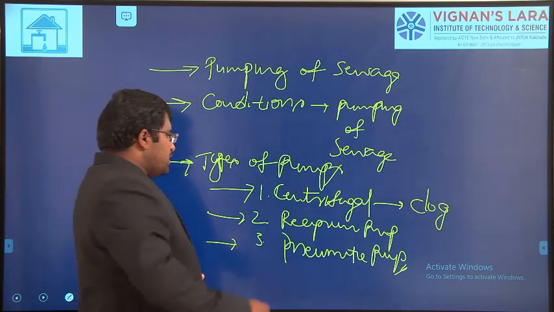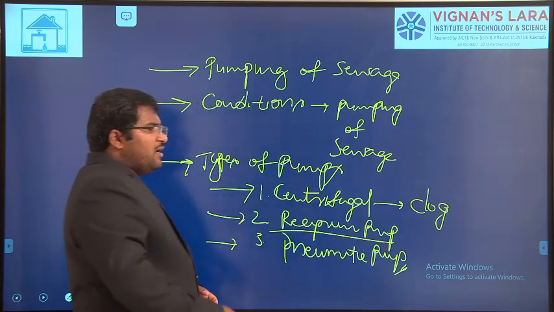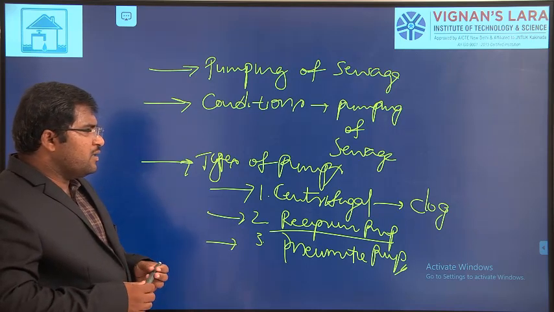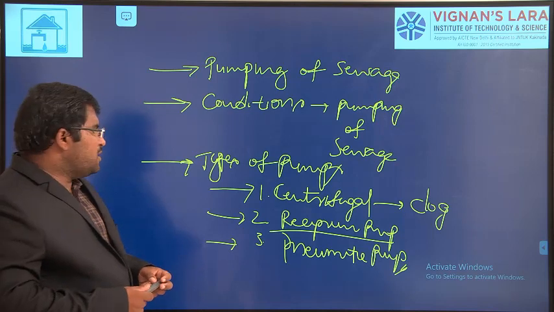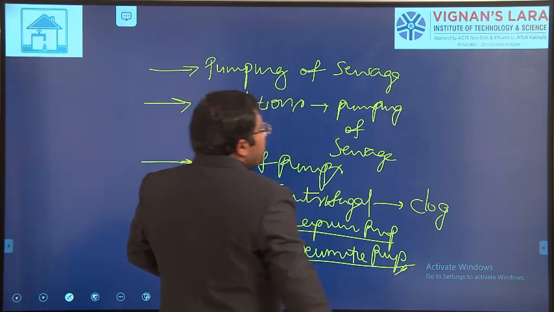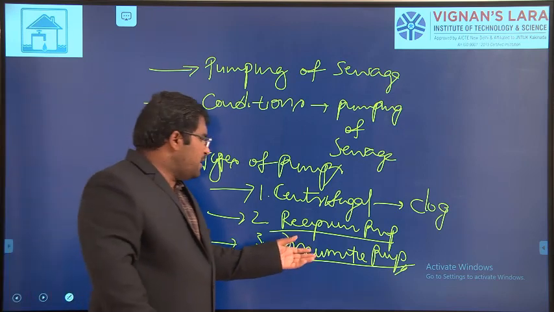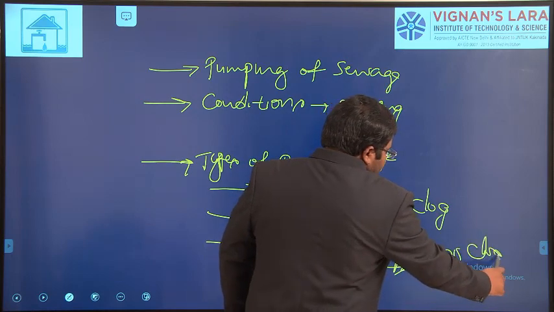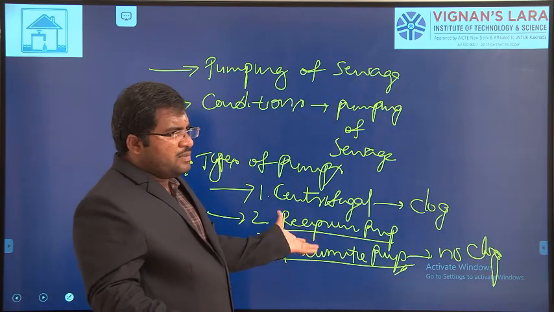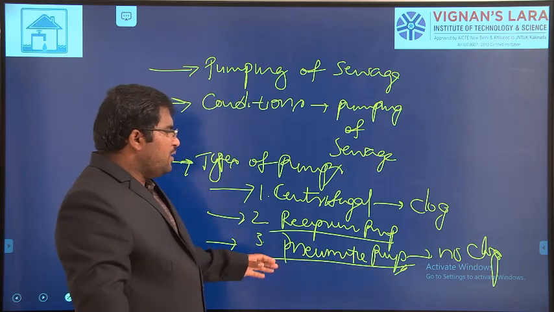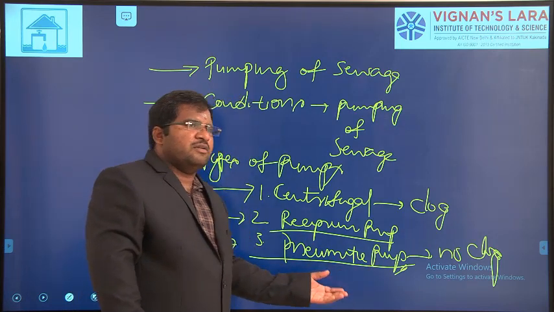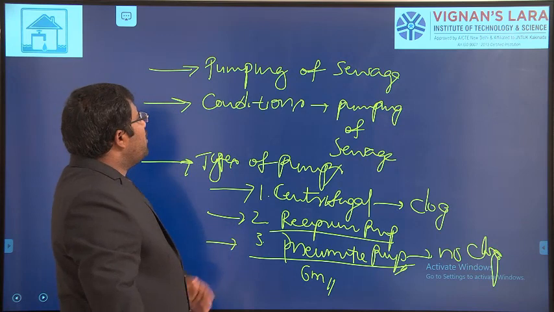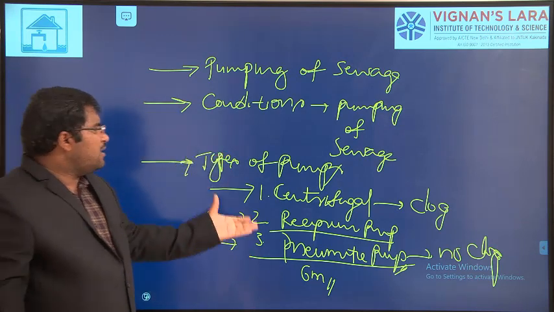Next, the reciprocating pump. These days it is not used at all. Whenever there is a high amount, and for sludge lifting, we use the reciprocating pump. And the next, very important pump for sewage pumping, is the pneumatic type. It won't get clogged and it has no moving parts, but it has very low efficiency, and it will raise water up to 6 meters. So this is all about pumping of sewage, the conditions, and the types of pumps.